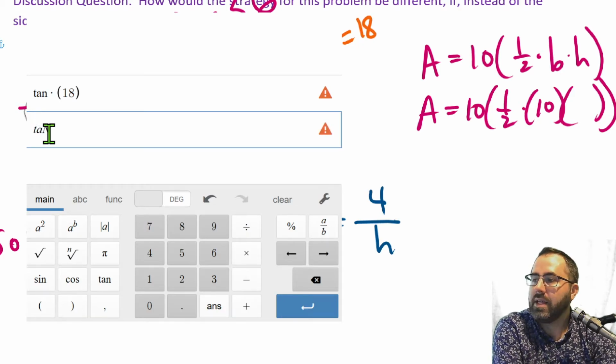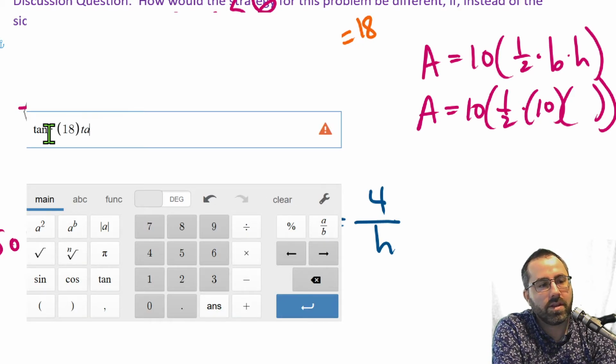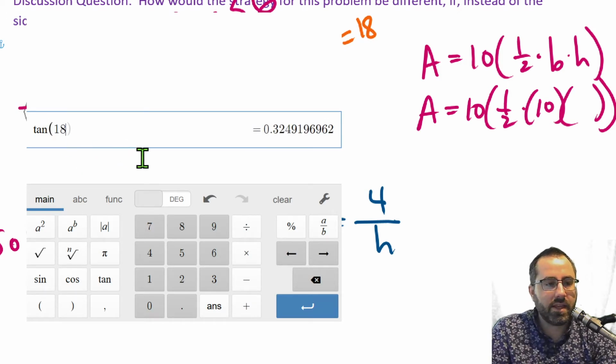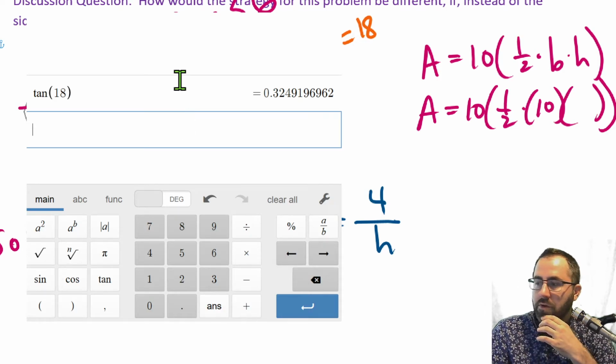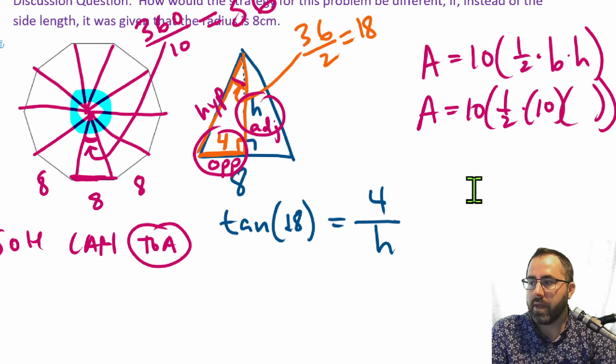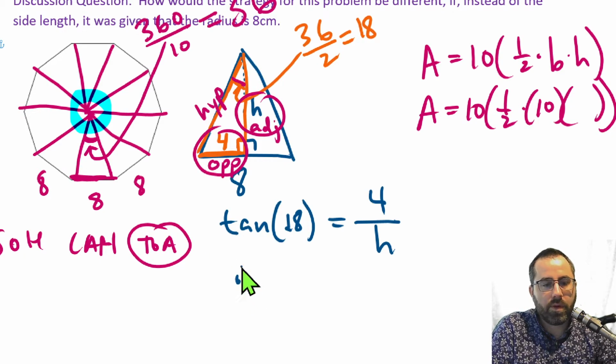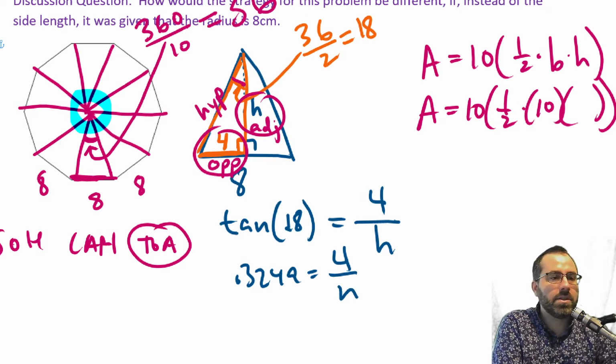Oh, that's interesting. Desmos thought I was timesing. I must have hit the times button. The tangent of 18, no dot, just tangent parentheses 18, is 0.3249. So then we come back here and we say that this is 0.3249 equals 4 over h. And now we just solve for the height.